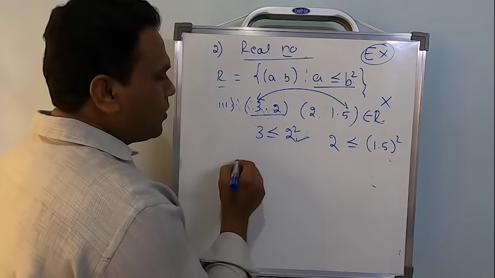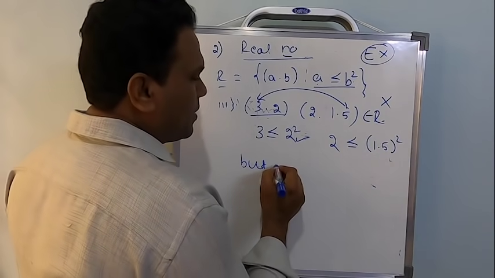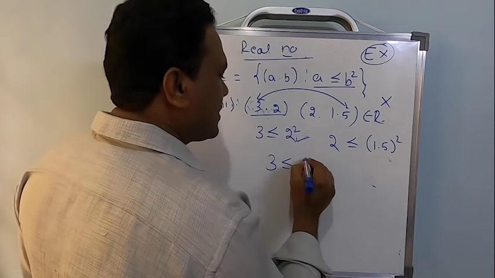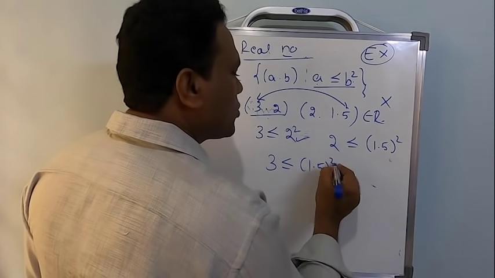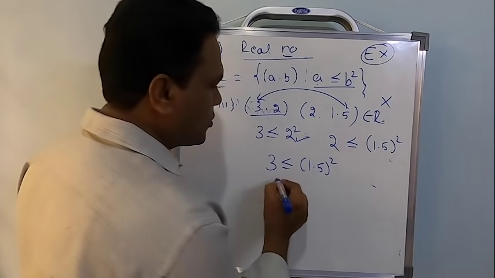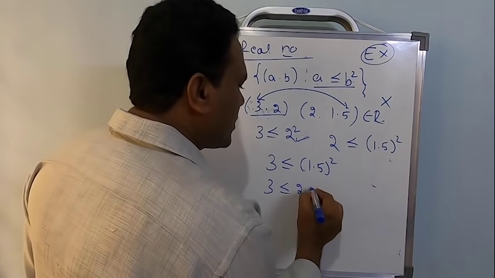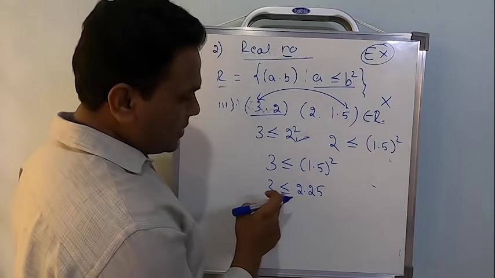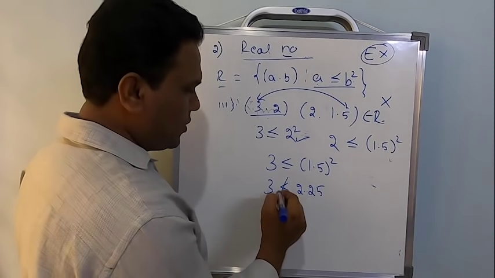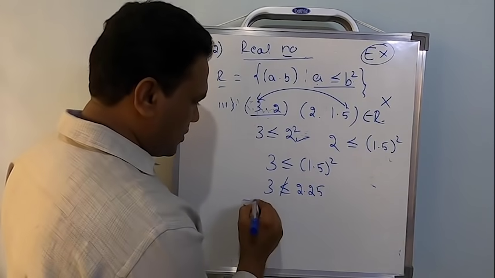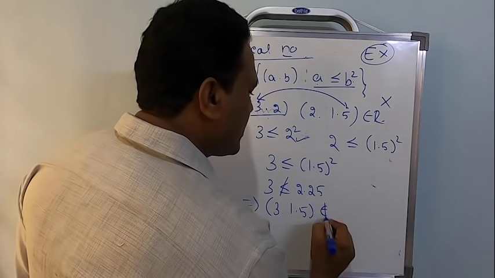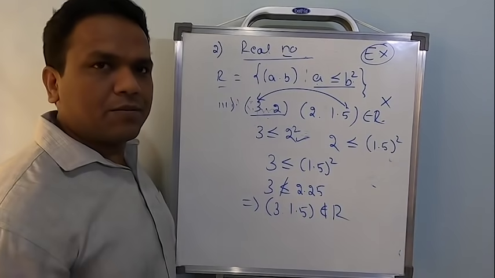Got it? Now, let me check that directly. Is it true that 3 is less than or equal to (1.5) the whole square? What is (1.5) the whole square? (1.5) the whole square is 2.25. So now can you say 3 is less than or equal to 2.25? No, that's wrong. So this example says (3, 1.5) does not belong to the relation.